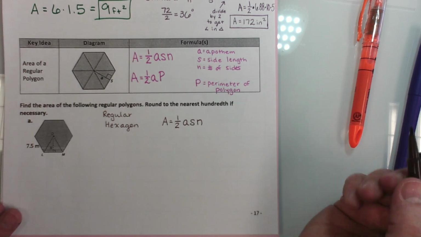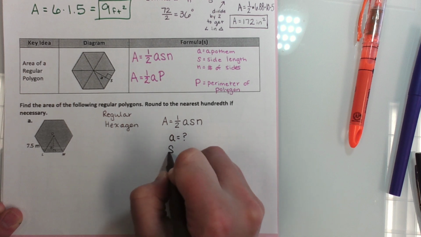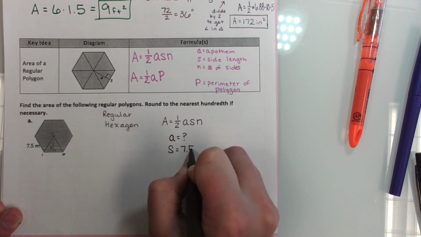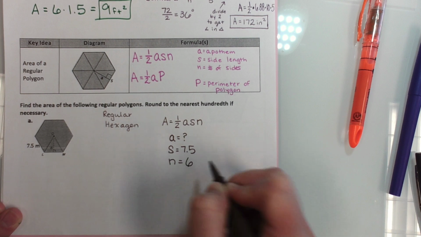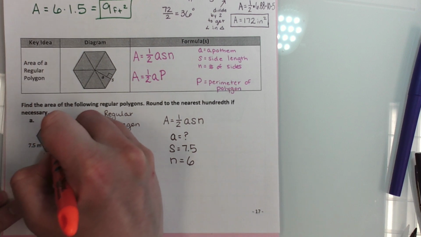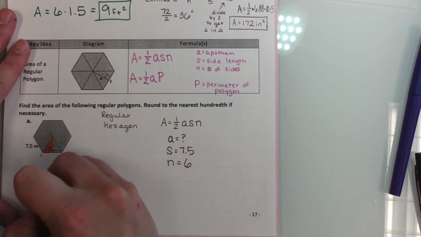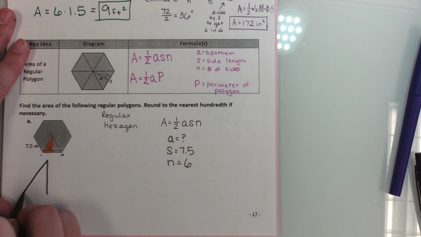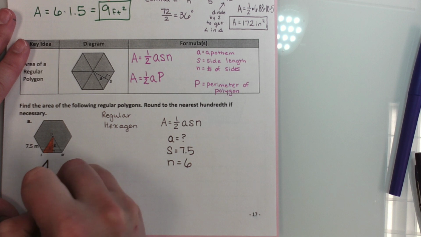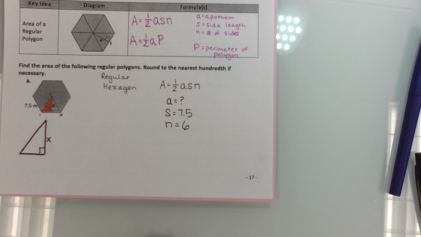Okay. Do we know the apothem? No. Do we know the side length? Yes, 7.5. Do we know the number of sides? Yes, it's 6. So we would focus in on the right triangle to find it. There's my right triangle that was drawn in. The apothem in this one again is vertical. What else do we know about this triangle?